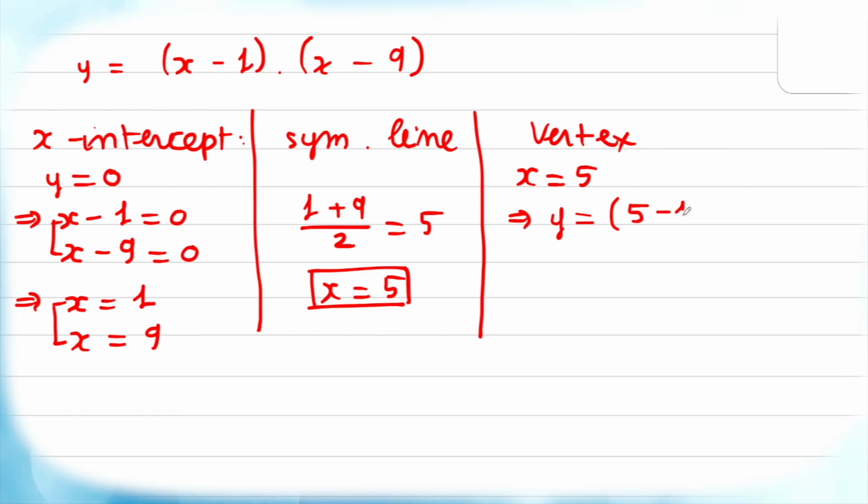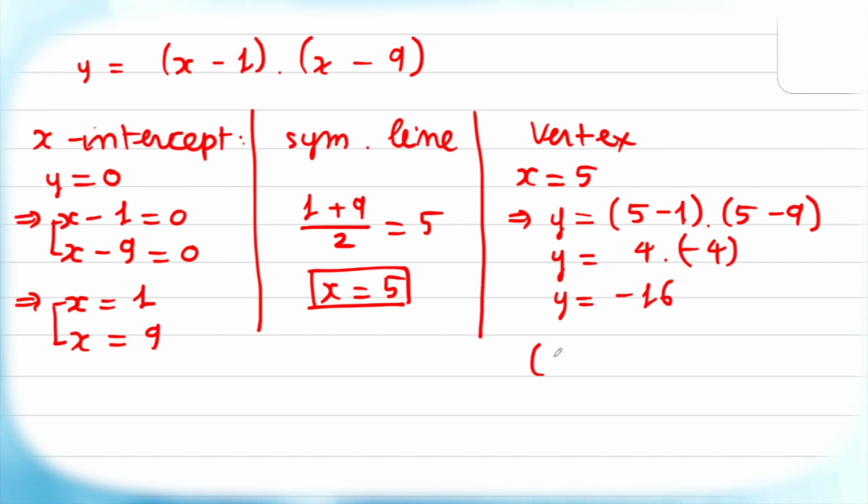Here is 5 minus 1 multiplied by 5 minus 9. So that is 4 here and minus 4 here. After that, you got y equals minus 16. So here is 5, here is minus 16. The point here will be the coordinate of the vertex. This one will be the symmetrical line, and this one will be the x-intercept.